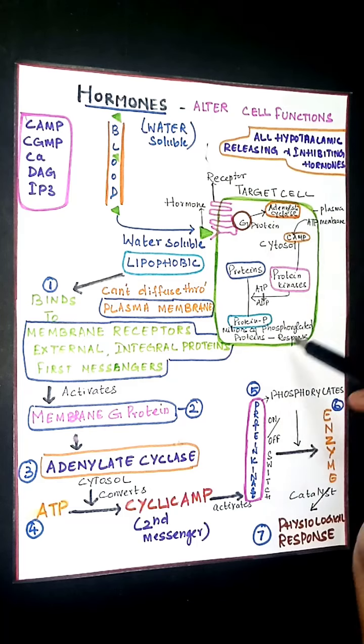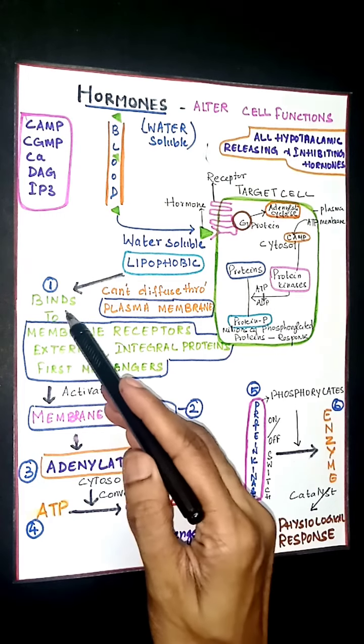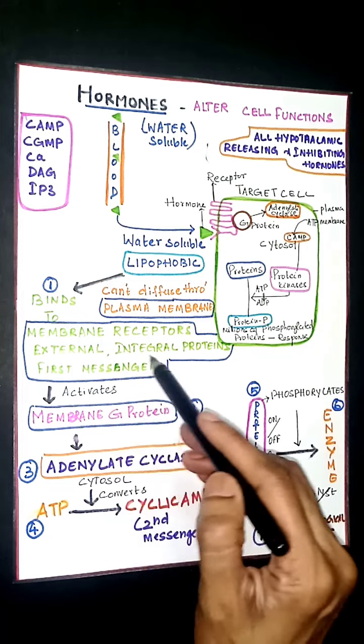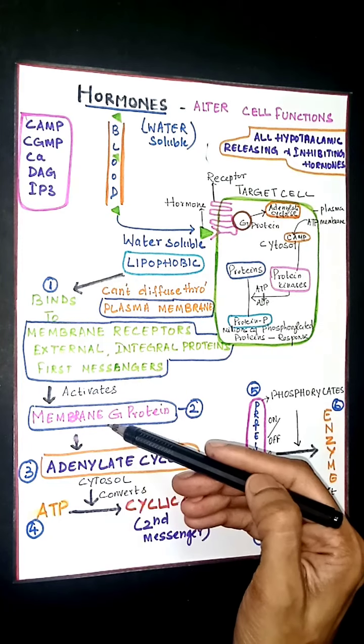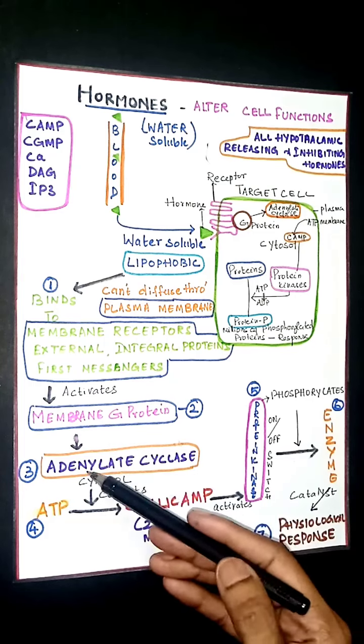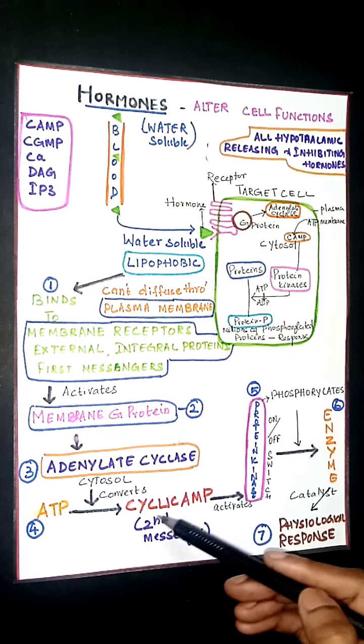So this is the representation of the mechanism of water soluble hormone. Now we'll see it in steps. The water soluble hormone binds to the plasma membrane receptors. They are integral proteins. These activated first messengers activate the membrane G protein, which is present in the plasma membrane, and this activated protein activates adenylate cyclase, an enzyme present in the cytoplasm. This converts ATP to cyclic AMP.